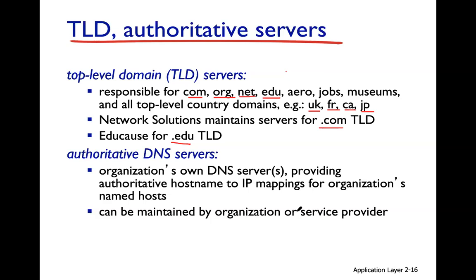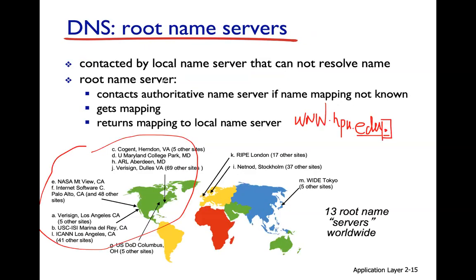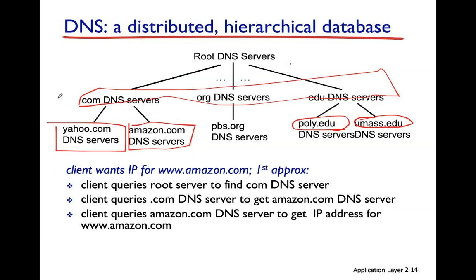So for example, under edu, we can create hpu.edu as the authoritative DNS. Then it will serve 3w.hpu.edu, which is for the web server. And we can also do the mail server, right? So this is a kind of authoritative server under the top level. The top level is this one, and under it is the authoritative DNS server.